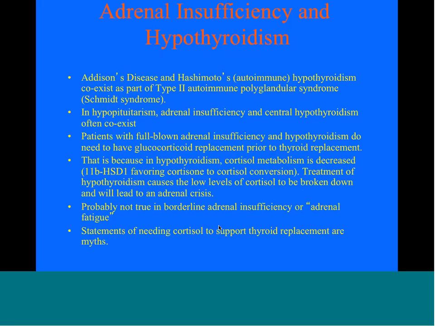There are also a lot of myths about adrenal insufficiency and hypothyroidism, and I think it comes down to the fact that both Addison's disease and Hashimoto's autoimmune hypothyroidism coexist frequently. They're part of type 2 autoimmune polyglandular syndrome, which is also called Schmidt syndrome. Also, if somebody has a pituitary problem, adrenal insufficiency and central hypothyroidism often coexist.